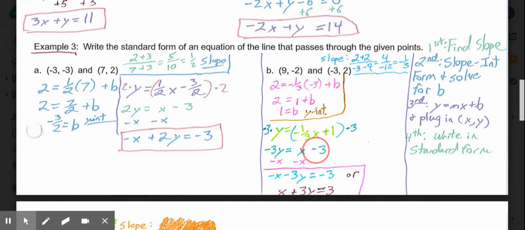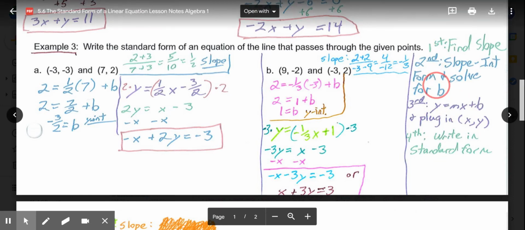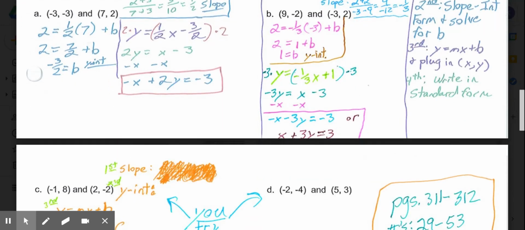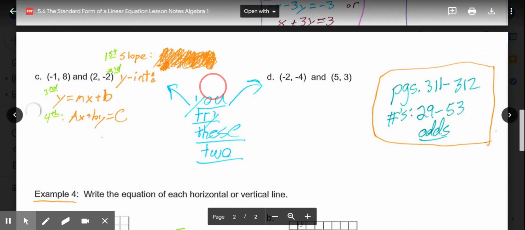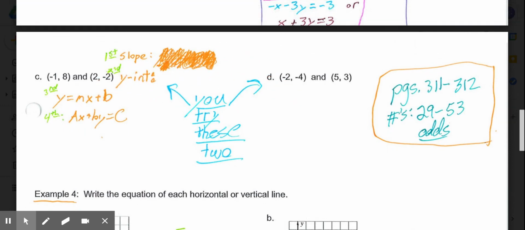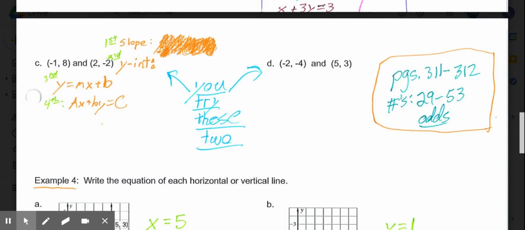Then we need to get x and y to the same side, so subtract x from each side of our equation, and we end up with negative x minus 3y equals negative 3. And that's the same thing as x plus 3y equals 3. So those are our 4 steps right here if they give us 2 points. Now I'm not going to worry about C and D here. They're there for you to try if you'd like. And if you want to come check with me, I can walk you through them.